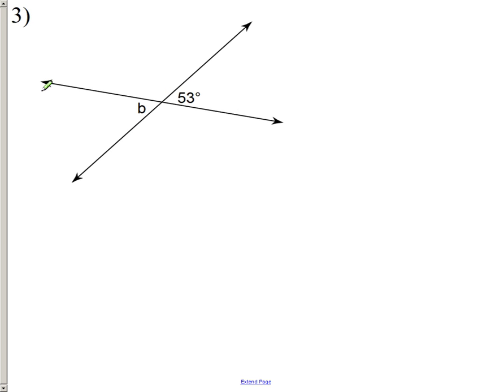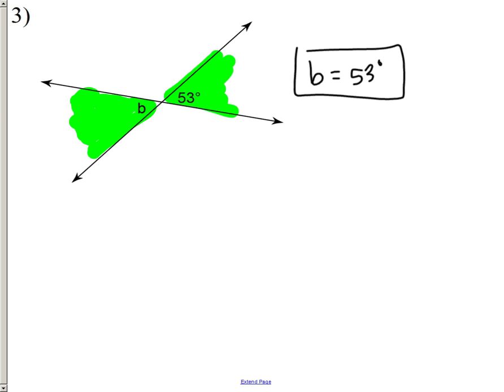When we come over here, we have the vertical angle situation. So, here's B. It's this angle right here. Two angles are intersecting, and it's vertical to angle 53. So we would say that B is equal to 53 degrees, and it's actually already solved for us there. This angle here in green is equal to this angle here.